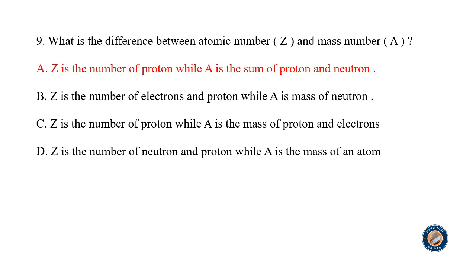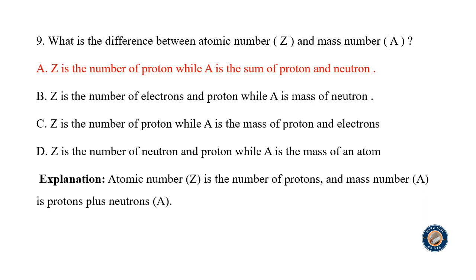The answer is atomic number is the number of protons, while mass number is the sum of protons and neutrons. Atomic number is the number of protons, and mass number is protons plus neutrons.